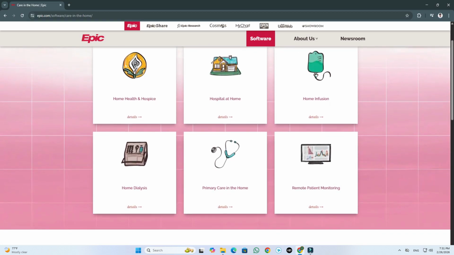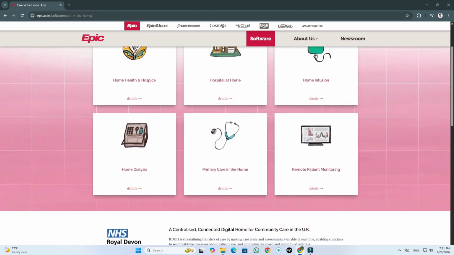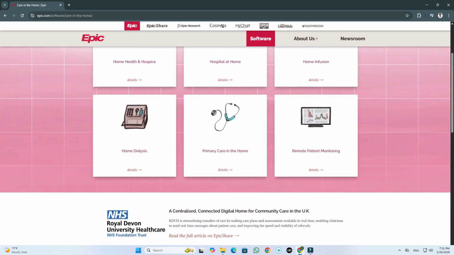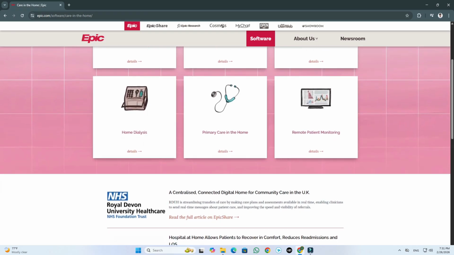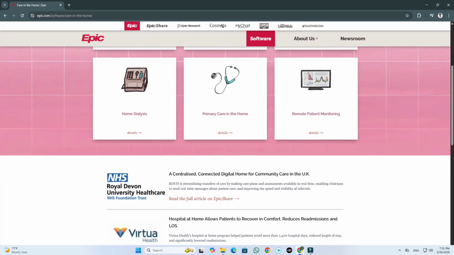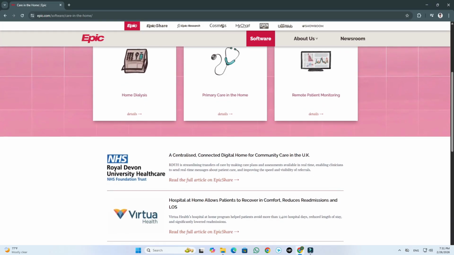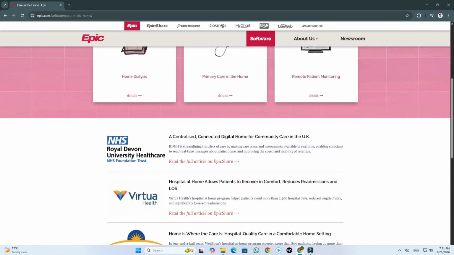Another feature is the analytics and reporting dashboards. Epic's robust reporting features give administrators and clinicians insights into performance, outcomes, patient flow, and billing. This helps improve operations, monitor quality measures, and support value-based care initiatives.